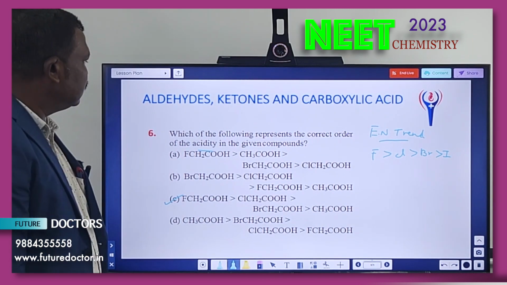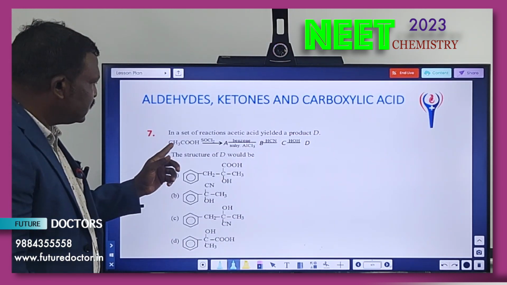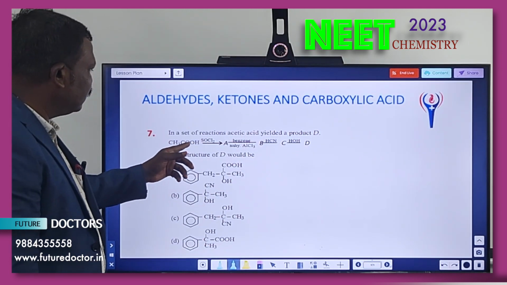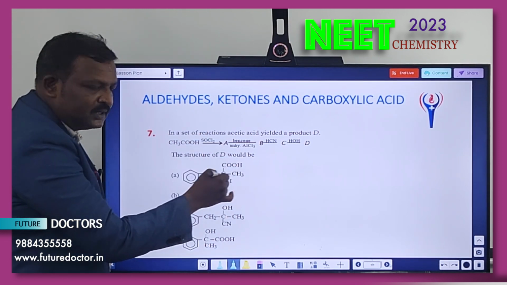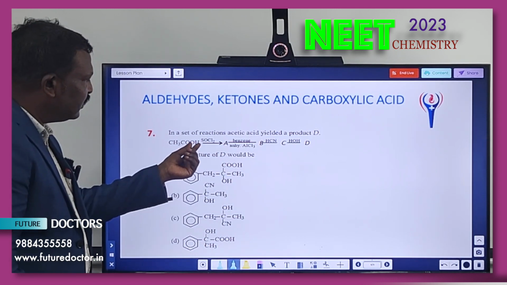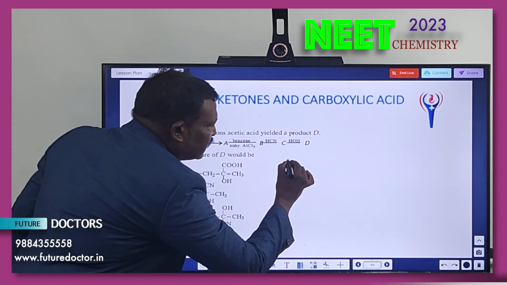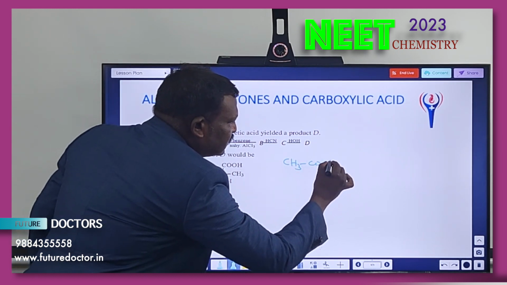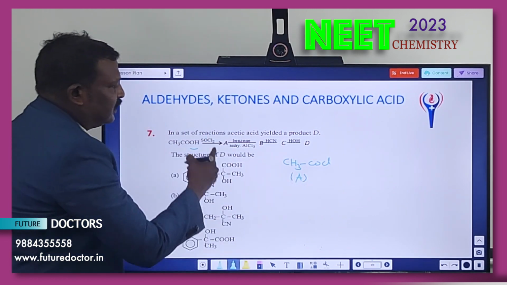Understood? Next one, simple one. CH3COOH with SOCl2, thionyl chloride, or HCl, PCl5, PCl3. Any halogen compound added, what's the use of this? It replaces the OH group by Cl. So then the compound A is what? CH3COCl. I start from compound A. Understood? A is this one.